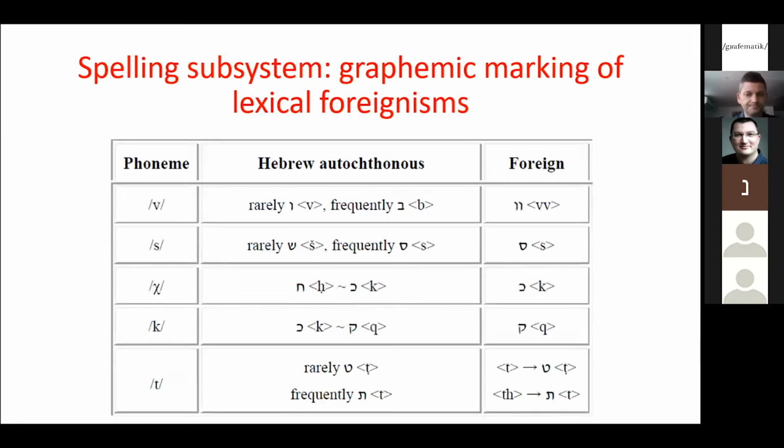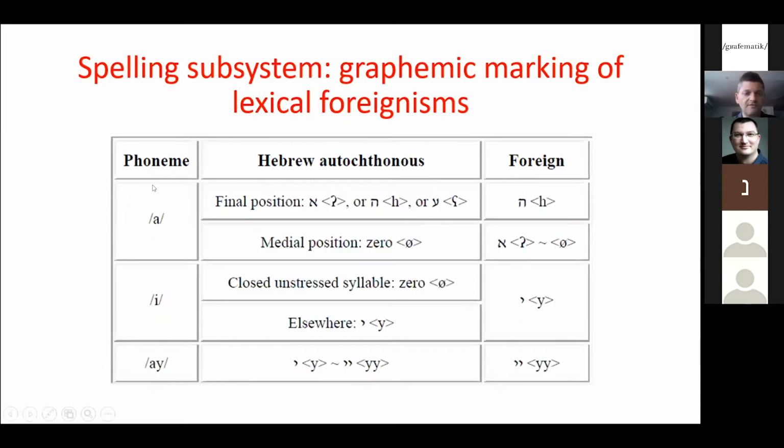pan-European. So we can see, for example, that the phoneme A can be spelled differently in Hebrew words, but only in one way in foreign words. Same for E, the vowel E can be using the zero grapheme in Hebrew words, but in foreign words, it has the yod letter everywhere. As for the I diphthong, it has one yod basically in Hebrew, but a double one for foreign words.